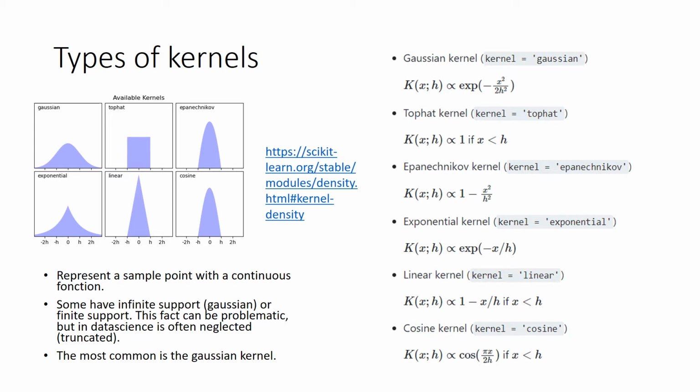Okay, and often in this kind of analysis, we use the Gaussian kernel because it's very convenient, and due to the central limit theorem, we can say that it represents the experiment best.